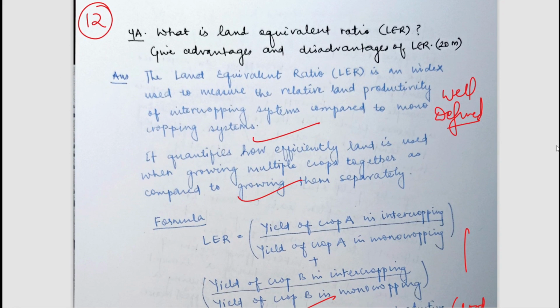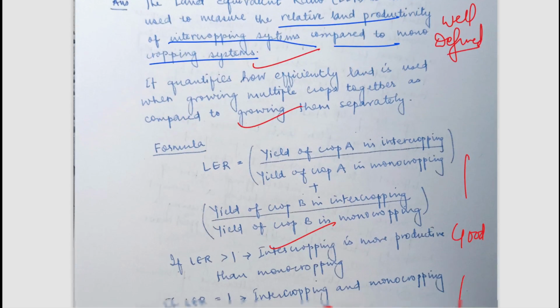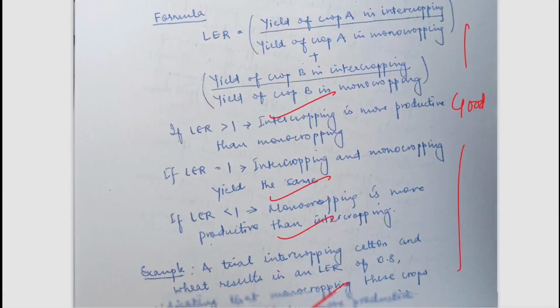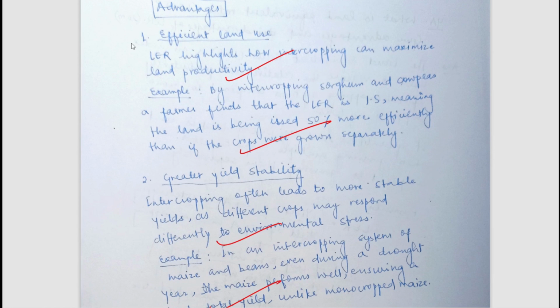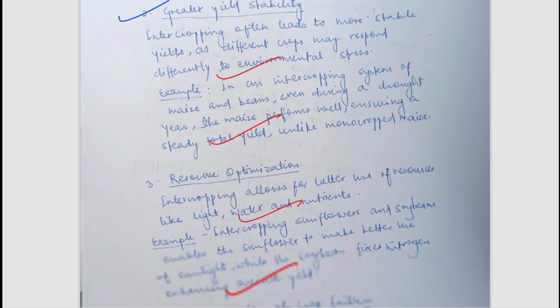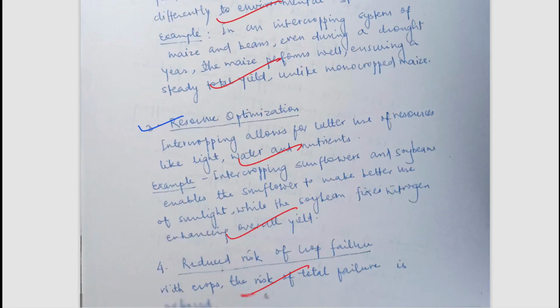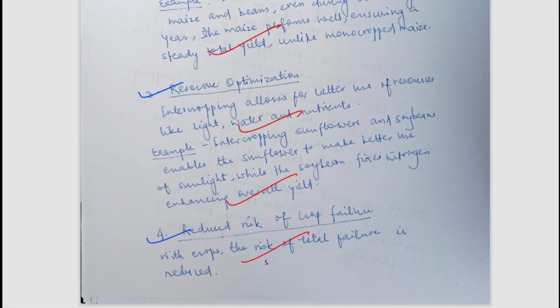The next question is, what is land equivalent ratio, that is LER, and give advantages and disadvantages of LER. So LER is well defined here. It is an index used to measure the relative land productivity of intercropping systems compared to monocropping systems. You can see everything has been well mentioned. Examples have been mentioned. Advantages have been mentioned. Obviously, it will lead to efficient land use. There will be greater yield stability, resource optimization, and reduced risk of crop failure.